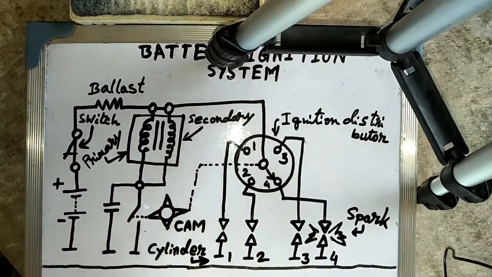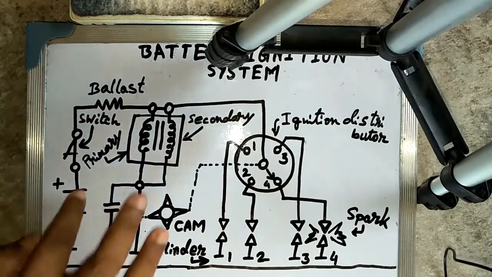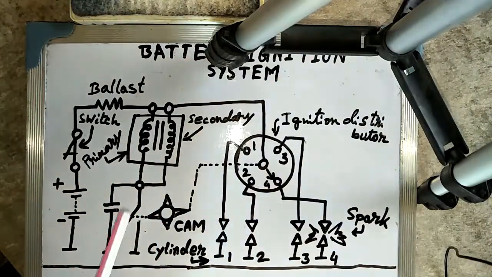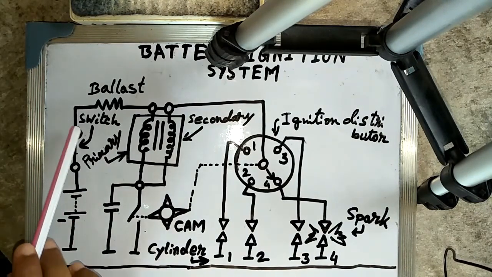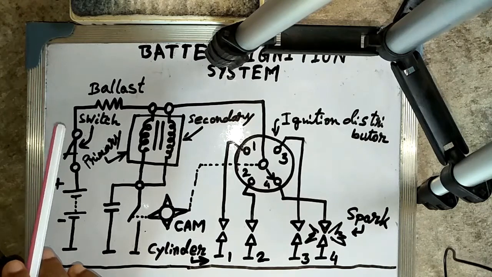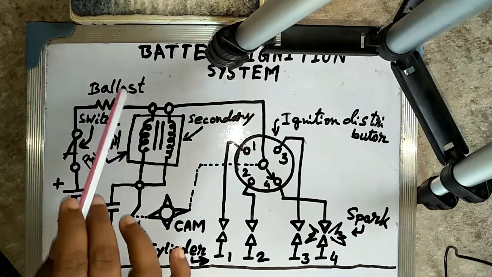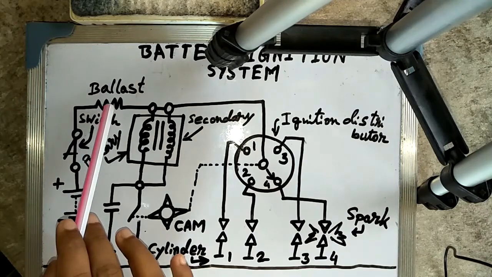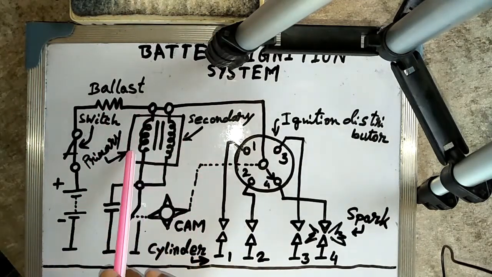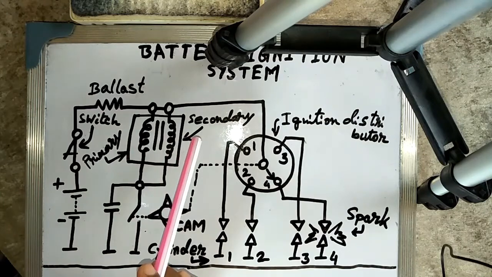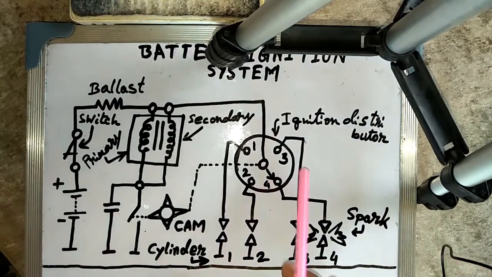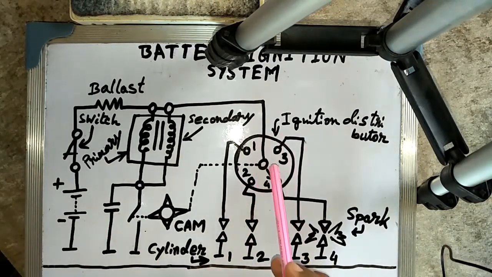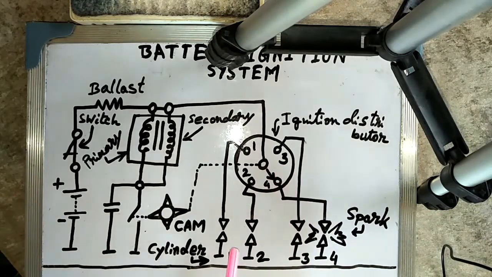First one is the battery. Second is the ignition switch. Third one is the ballast resistors. Then the ignition coil, primary and secondary, both sides. Contact breaker. Capacitor. Distributor. And last one is the spark plug.